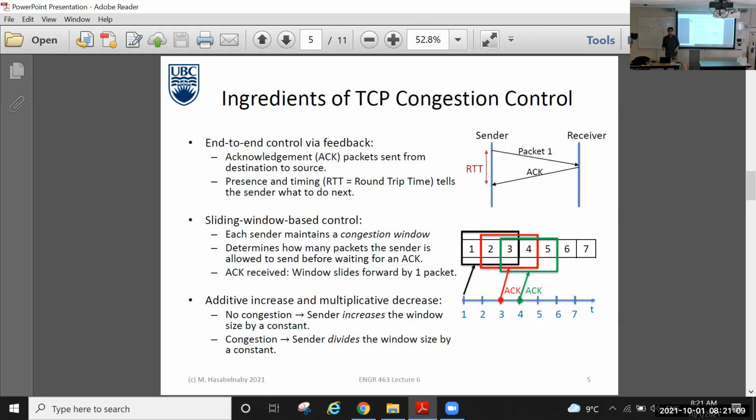What if we have packet loss? Stop. We must readjust our congestion window. So if there is no congestion, the sender increases the window size by a constant: by 1, by 2, by 3, by a constant. If we have congestion, the sender will divide the window size by a constant. So if the window is 4 and we have congestion in our network, we can reduce the size by dividing by 2, for example. So we can reduce the size to 2, and so on. Is everything clear until now?